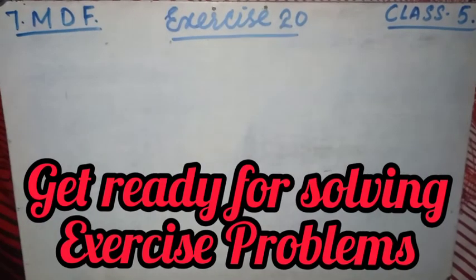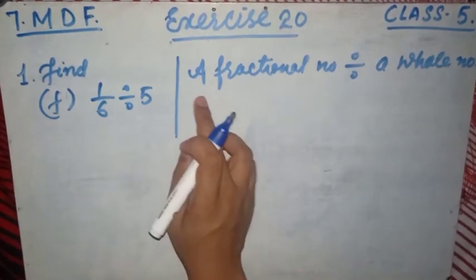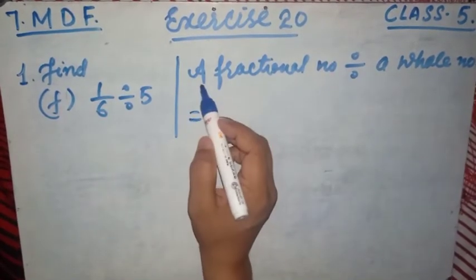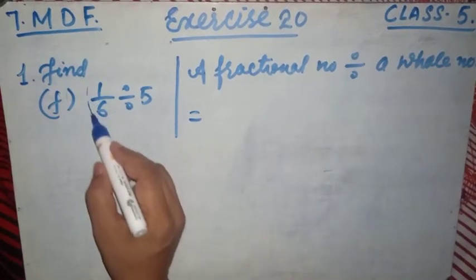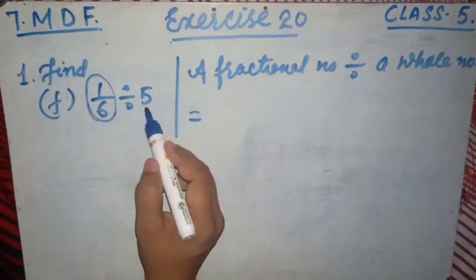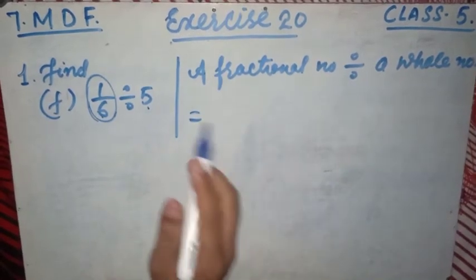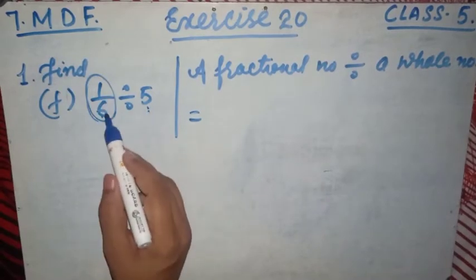Okay, now see, before solving such type of questions, let us figure out this concept. Here is a fractional number, which is called a fraction. A fraction is divided by a whole number, and you know, friends, the whole numbers are 0, 1, 2, 3, 4, 5, and all natural numbers. So this is a fractional number divided by a whole number.